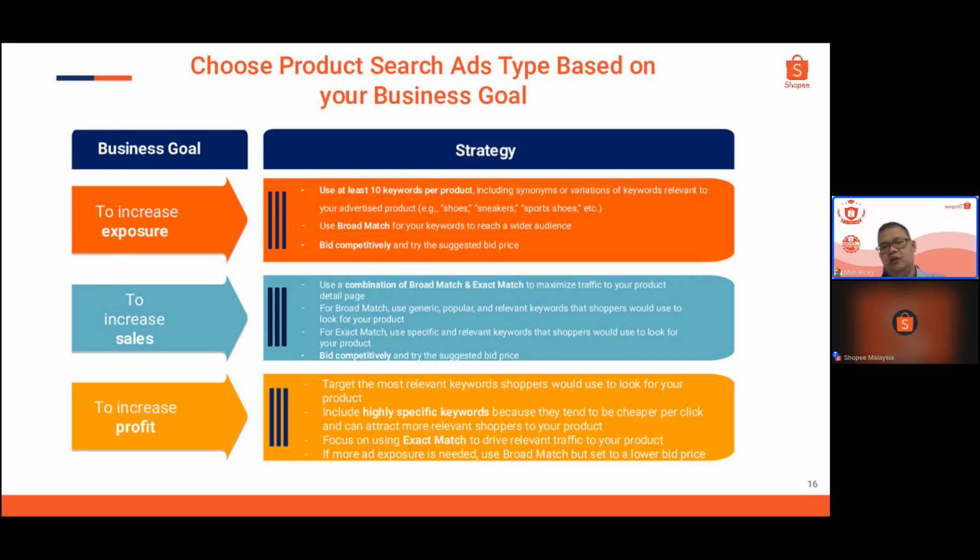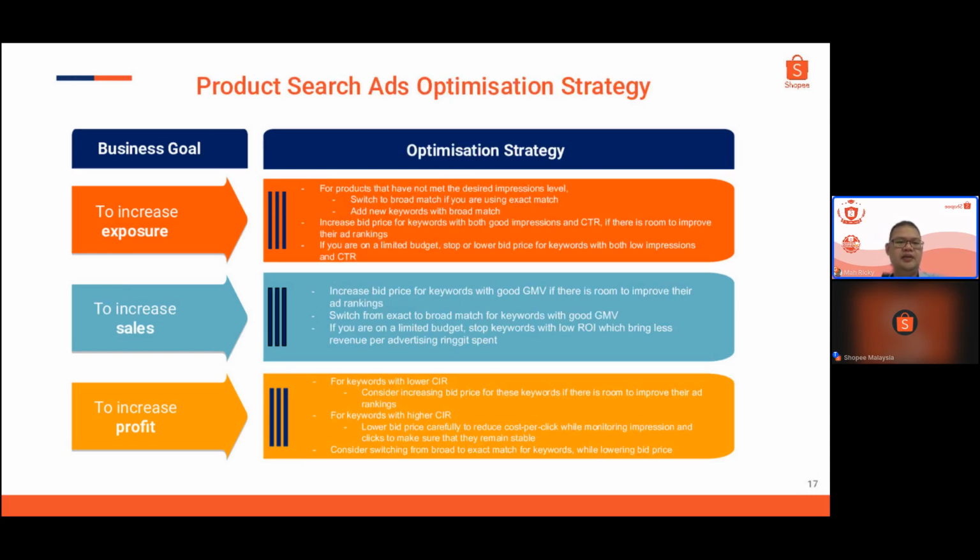Now we go to the optimization strategy. This one is also important. There are three business goals: exposure, sales, and profit. For the first one, exposure, you switch to broad match, because we want higher exposure, and broad match will help us. Then increase the bid price, that is another thing. And then for the budget, let's say you are on a limited budget, stock or lower the bid price for keywords.